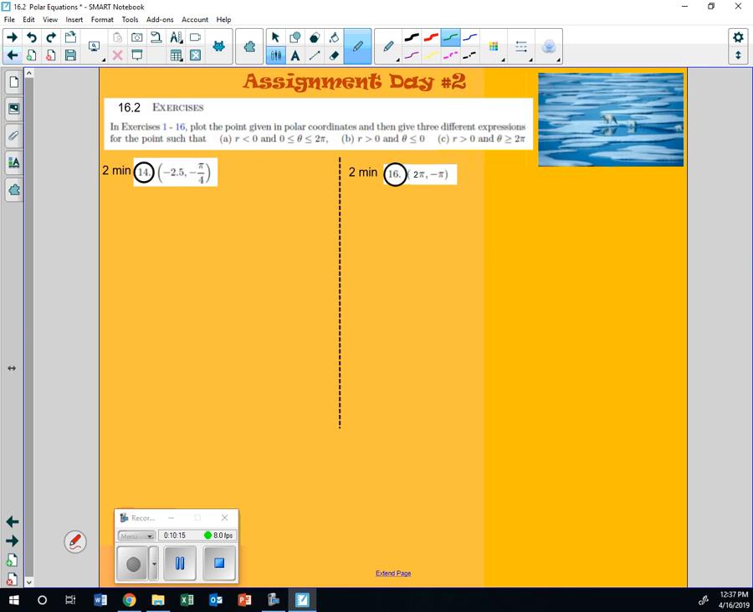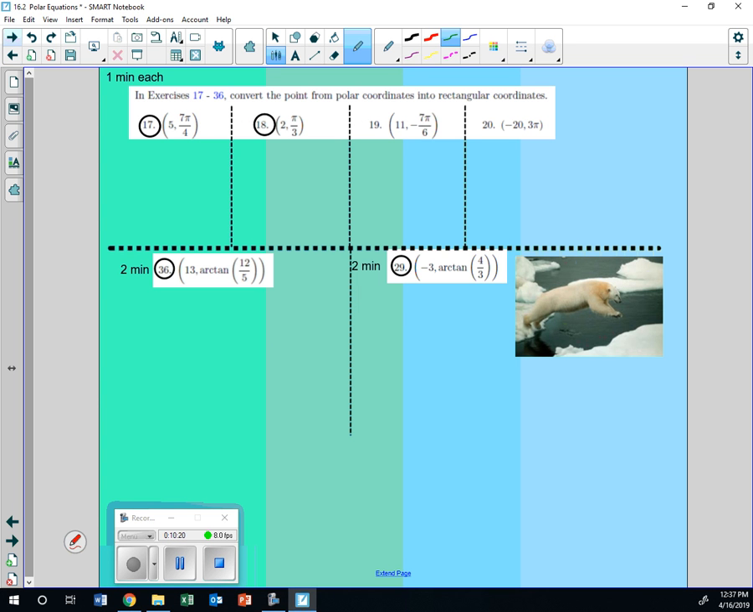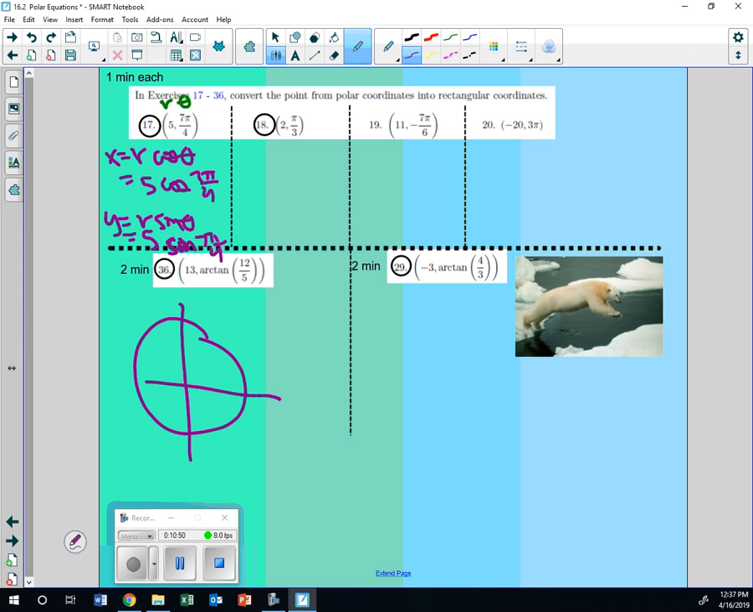So here's 14 and 16. You're going to get the 4 different points, or 3 other points. Let's try 17 and 18. This is r, and this is theta. So what you're going to do is figure out what x and y are. X is r cosine theta, so that's going to be r is 5, cosine of 7 pi over 4. Then y is r sine of theta. That's going to be 5 sine of 7 pi over 4. So I guess we got to know what 7 pi over 4 is.